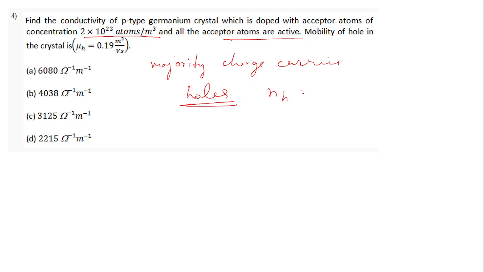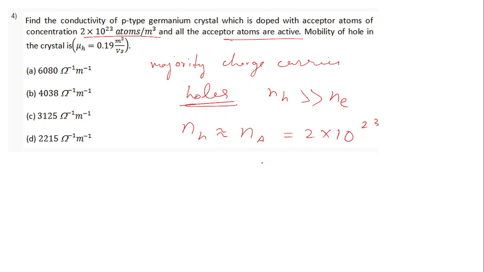That means the number of holes is very large compared to the number of electrons in this p-type semiconductor. That means we can say that the number of holes is equal to the number of acceptor atoms, and that is given to be 2 times 10 to the power 23. Because when we introduce acceptor atoms, depending on how many we are adding, that many will accept electrons, and thus extra positive charge will remain in the material, that is, extra holes will remain.